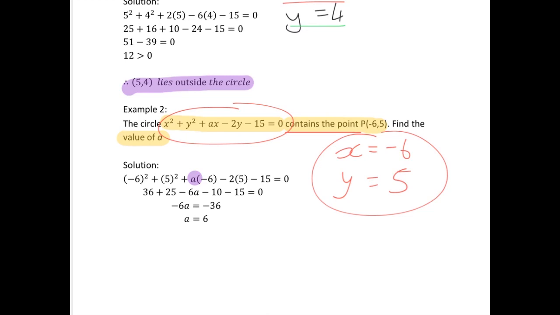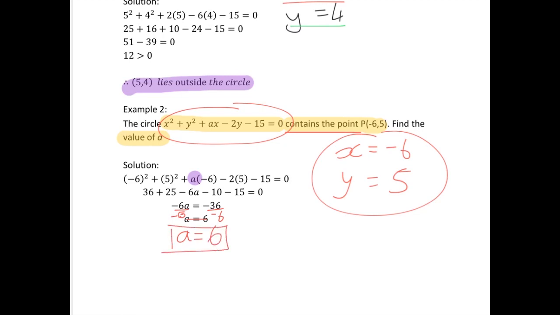So if we work out everything else, minus 6 squared being 36, 5 squared is 25, minus 6 times a is minus 6a, minus 2 times 5 is minus 10, minus 15 stays as it is. Bring the letters to one side, so leave minus 6a on the left. Simplify the numbers and bring them to the right, and we're left with minus 36 over here, which means dividing both sides by minus 6, we get a is equal to 6.